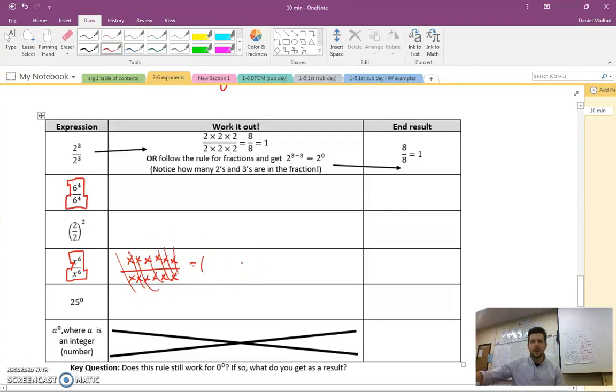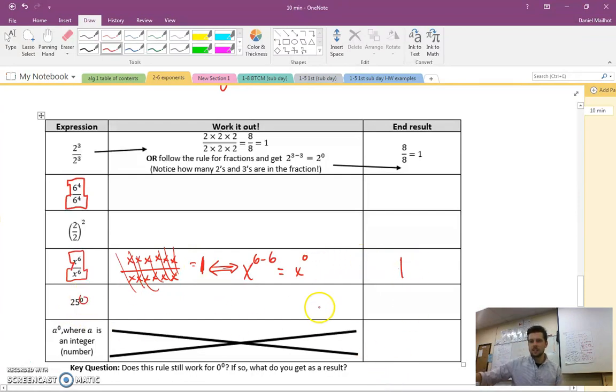Great. But remember the other rule we looked at before when you had a fraction and you could subtract? What if we use that, right? x to the 6th minus 6. That's x to the 0, right? That's equal to x to the 0. So if these are both the same thing, what does that mean x to the 0 has to be? 1.